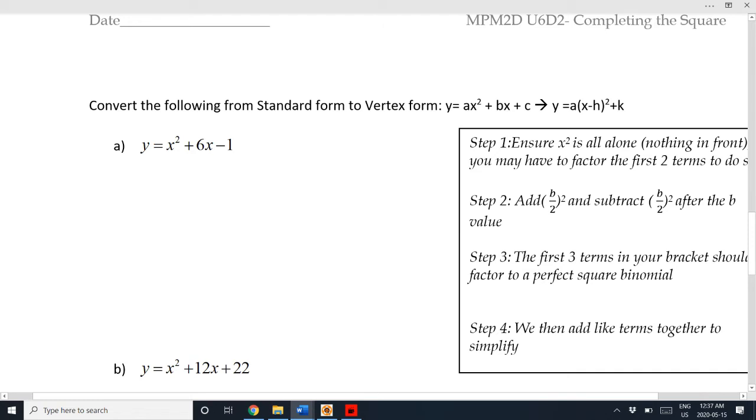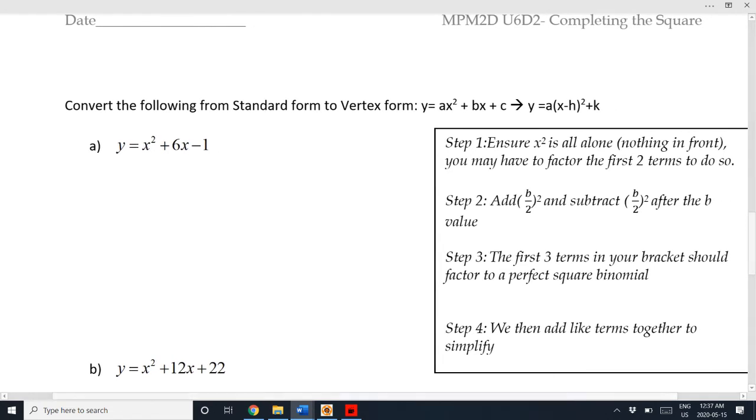Convert the following from standard to vertex form. So the first thing we want to do is ensure that x squared is all alone, nothing in front of it. Okay, so here we have nothing in front of the x squared. You may have to factor out the first two terms to do so. In this case, we don't. Because x squared is by itself already, we can go straight to step 2. Step 2 states we should add half of b squared and subtract half of b squared after the b value. Here b is 6. So half of b squared is going to be 6 divided by 2 squared, which is equal to 3 squared, which is equal to 9.